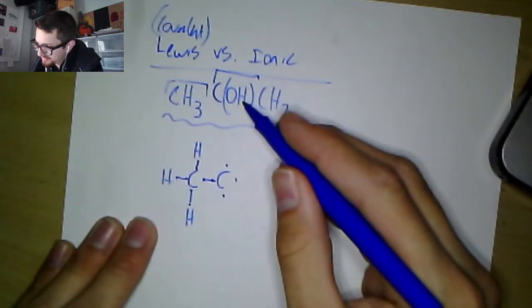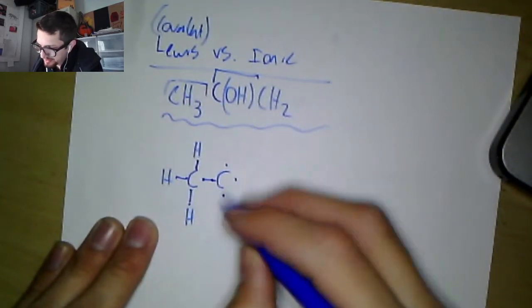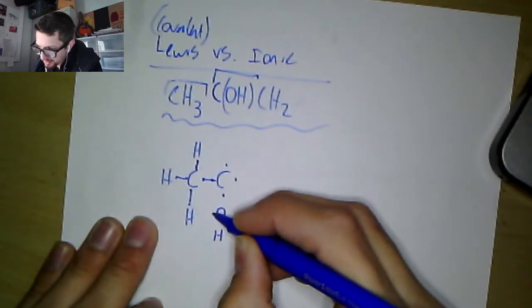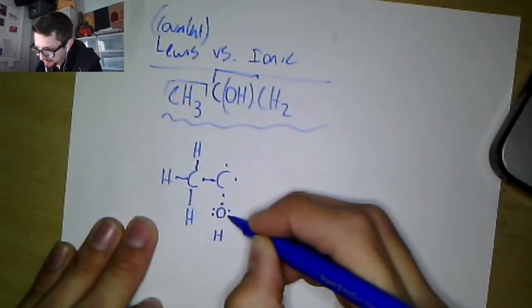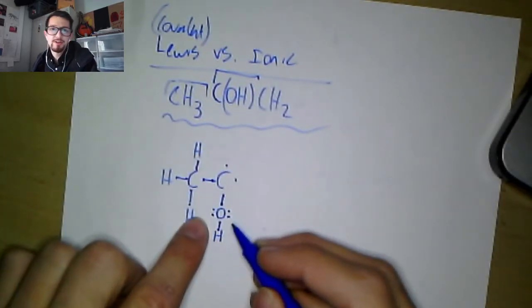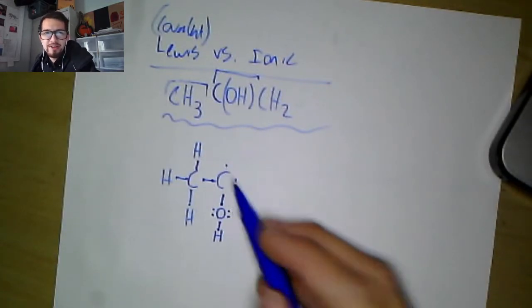Now I have an OH to fit somewhere, so I'm going to put him down here just because there's more room. OH. So O has 6 dots. That means he can connect to the hydrogen, he can connect to the carbon, and he's got 2 lone pairs and is happy like that. Carbon now has 2 open spots.